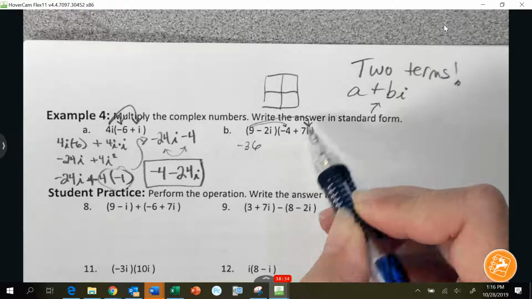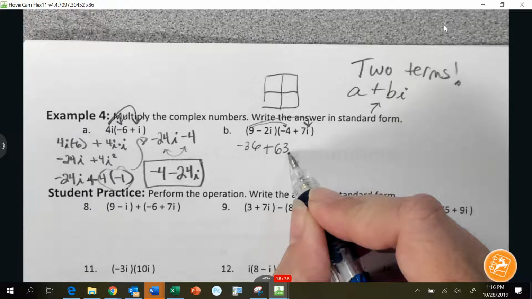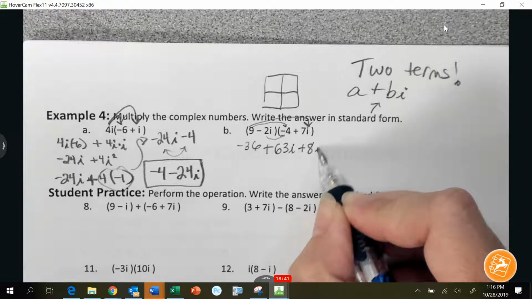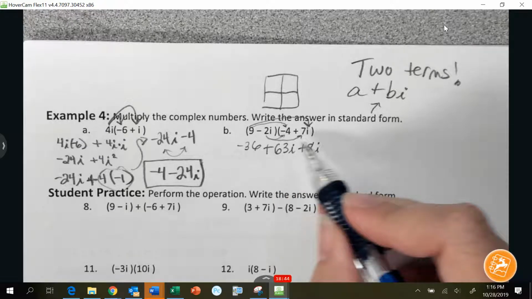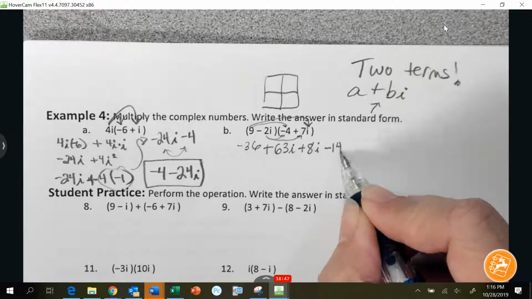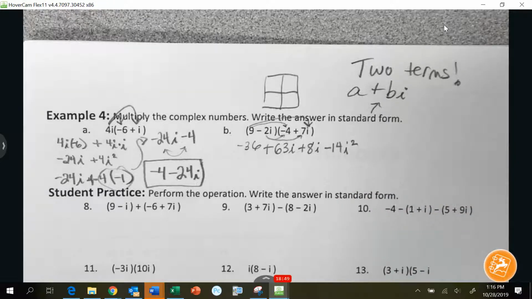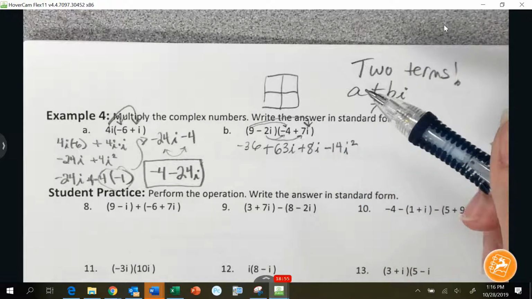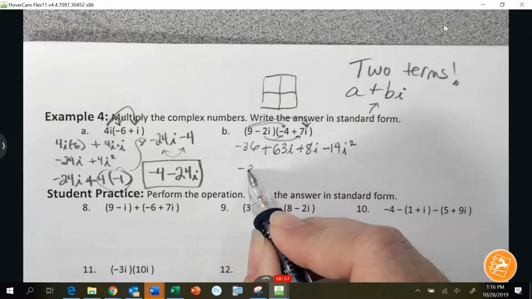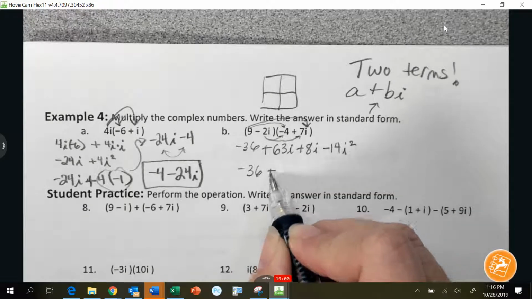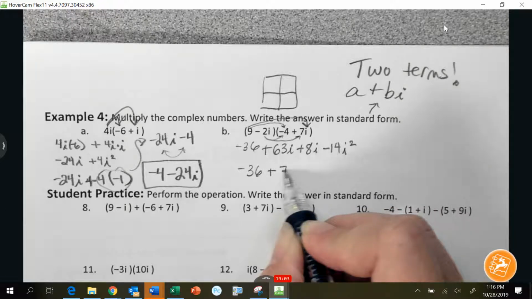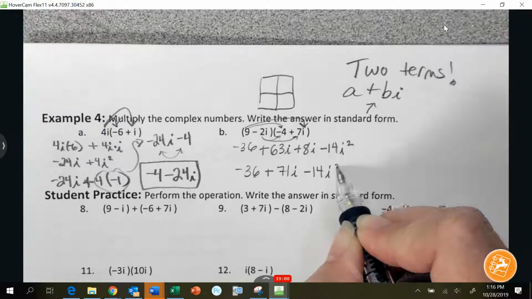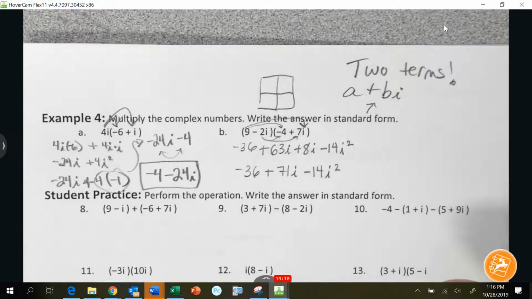9 times 7i, I get 63i. Negative 2i times negative 4, I get positive 8i. Negative 2i times negative 7i is negative 14i squared. So if you're doing the box method, you should have those 4 things in your box. From there, we combine like terms, and I have negative 36, plus 71i minus 14i squared. Minus 14 in parentheses. That's my next step. Thank you, Martin.